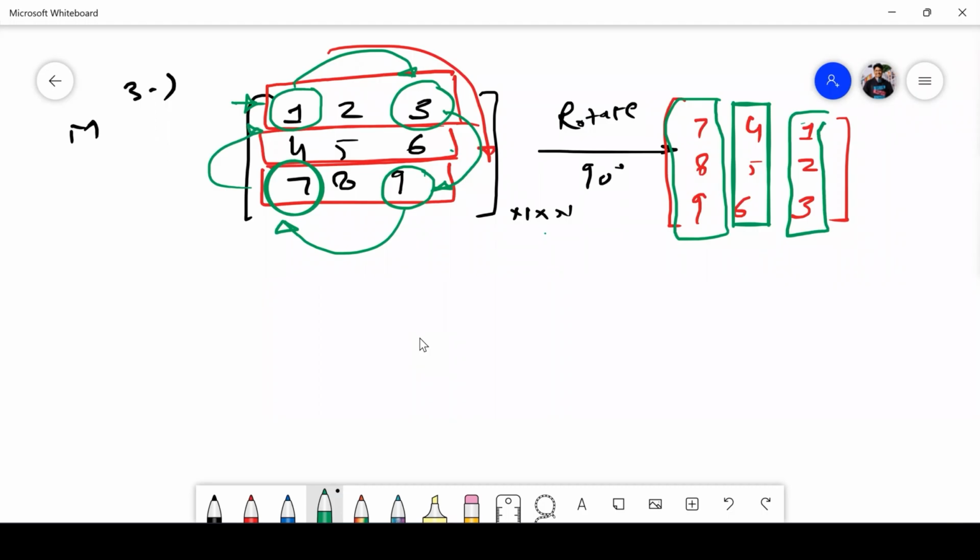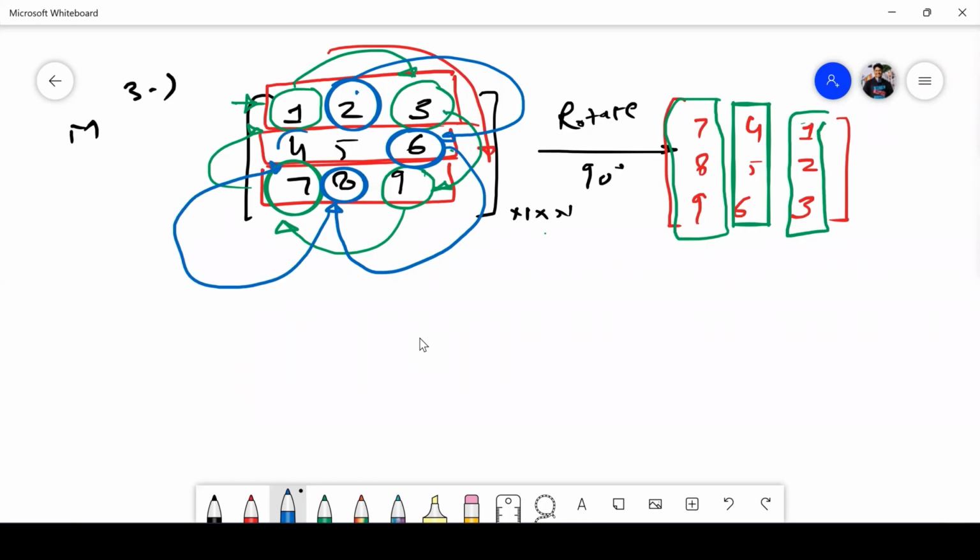उसके बाद if I think about 2, if 2 is here, this 2 will come at the place of 6. The 6 will come at the place of 8. See, and this 8 will come at the place of 4. And this 4 will come at the place of 2. Correct? ऐसे कुछ चल रहा है ना.